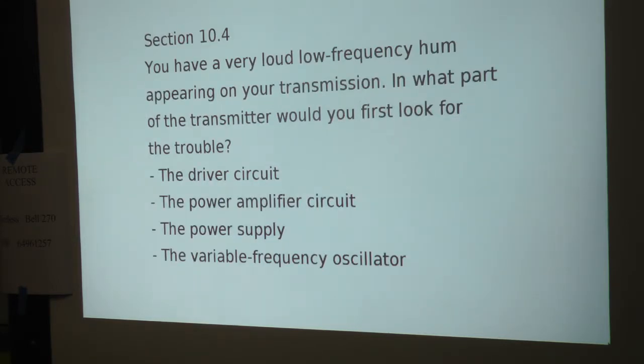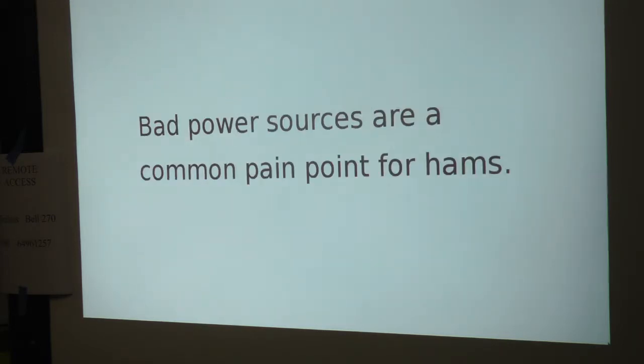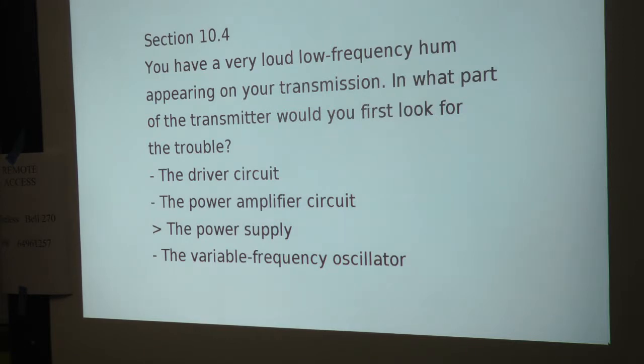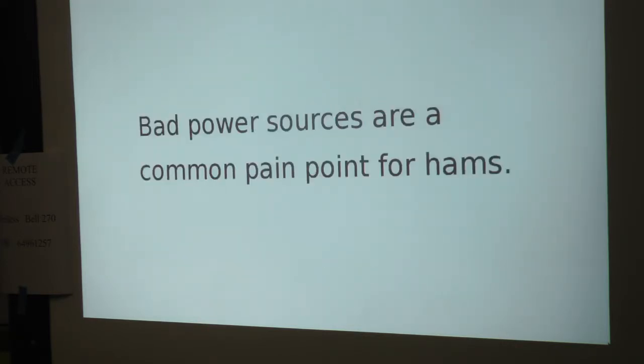All right. You have a very loud, low-frequency hum appearing on your transmission. In what part of the transmitter would you first look for trouble? The power supply. That's fine. What's the difference between that and the power amplifier circuit? An amplifier takes the power that you have inside there and amplifies it to get more power out. Typically, this happens after your system is done with it. But the power supply is where you're initially going to get that DC power or AC power, whichever you need for your particular device. So yeah, a bad power source is a common problem for hams.